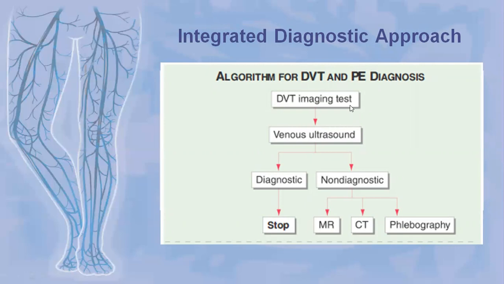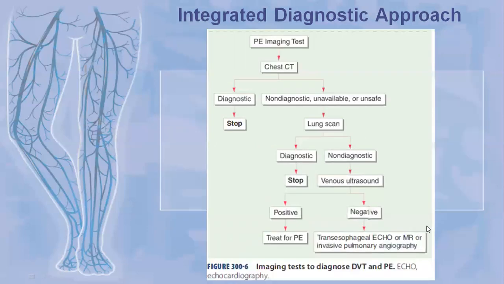So here's an integrated diagnostic approach for DVT and PE diagnosis. For DVT, you do an imaging test, a venous ultrasound. If it's diagnostic, you stop there. You already have a diagnosis. If it's non-diagnostic, your options are magnetic resonance imaging, chest CT scan, and phlebography.